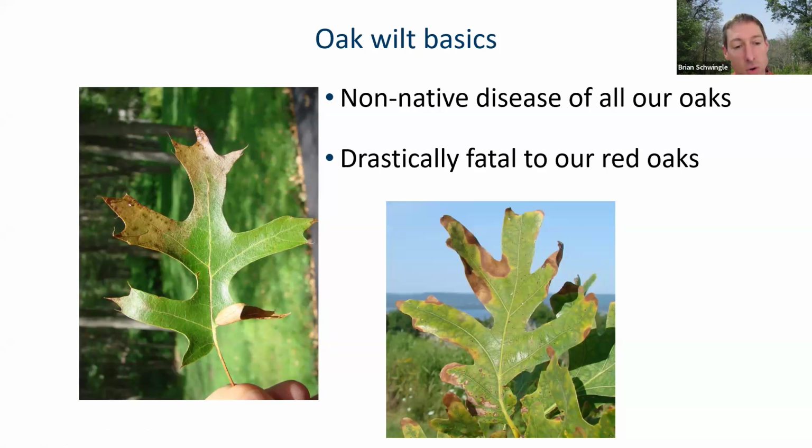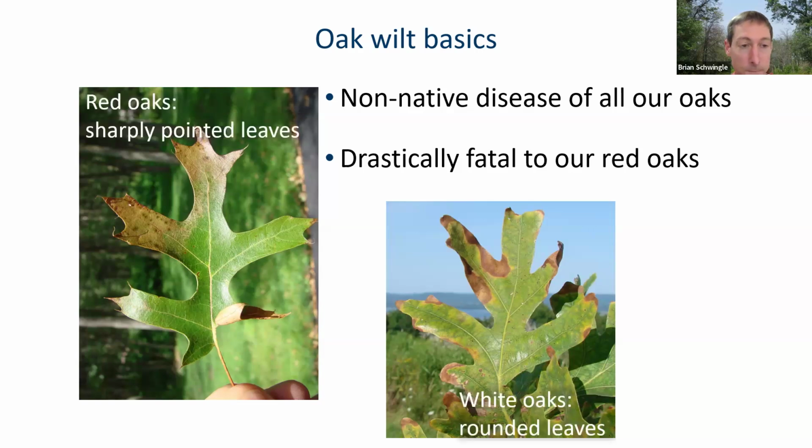We kind of divide our oaks into two groups, the red oak group and the white oak group. The red oak group is drastically susceptible to oak wilt. How you identify your different oak groups is that the red oaks have sharply pointed leaves, like you can see on that leaf on the left, whereas the white oak group, so we have swamp white oak and bur oak, they have rounded leaf edges. So that's how you tell the difference.